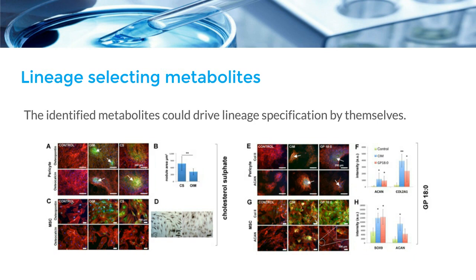chondroinductive media. And we find this kind of interesting because things like dexamethasone and growth factors, they can have off-target effects when they're used in the body in vivo. And so single metabolites that are found in vivo anyway might seem a simpler, more cost-effective and potentially safer way of inducing different phenotypes in vivo.